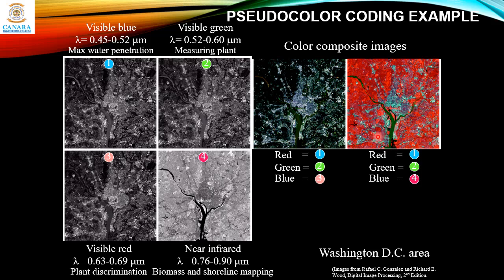So whichever component you want to highlight, you can just replace it. It can be ultraviolet. If you have taken ultraviolet imagery, you can replace one of the colors with it and see the difference. It will highlight the features which are relevant to that particular radiation. So this is about pseudo color coding.